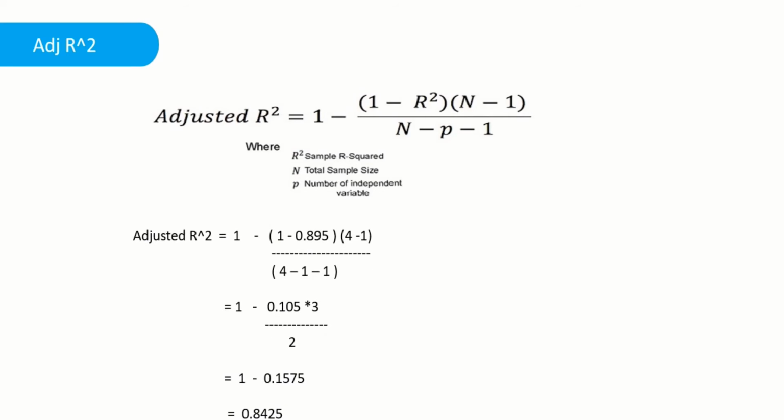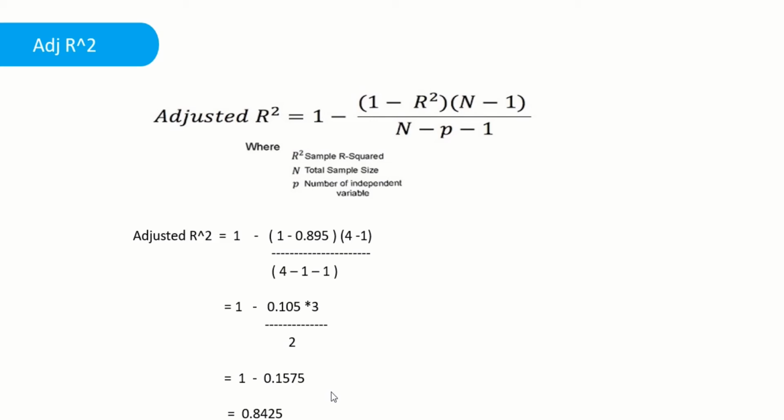Now adjusted R square is calculated here. 1 minus R square value has been calculated as shown in the previous slide. After that, the total sample size: there were 4 records, so we have taken the value of n as 4. And also the number of independent variables: we had just one independent variable, so we have taken p as 1. And then we have just done the calculation. I have got the adjusted R square as 0.8425.